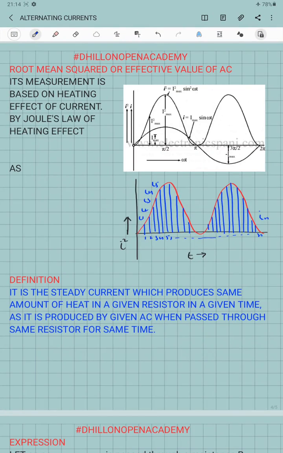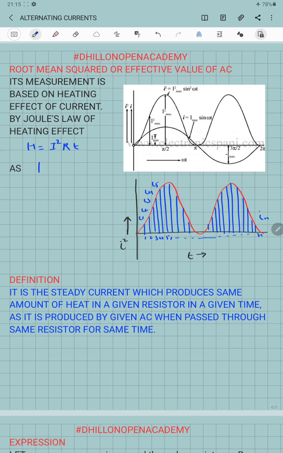Now we are discussing another important value of alternating current, which is known as root mean squared or effective value of AC. It is also known by the name virtual value of AC. Its measurement is based upon the heating effect it produces when it passes through a resistance. We know that by Joule's law of heating effect, H is equal to I squared R T, where I is the direct current passing through a resistance.